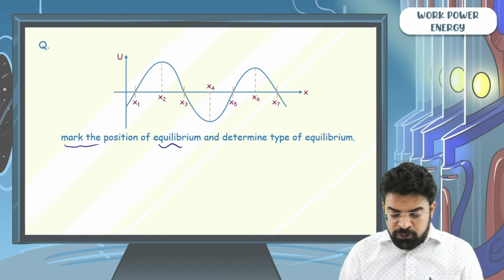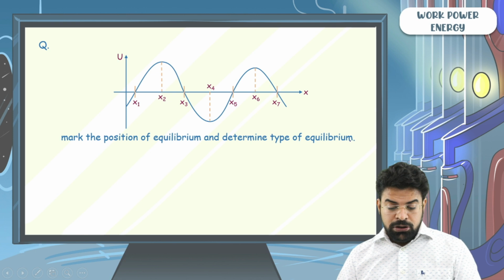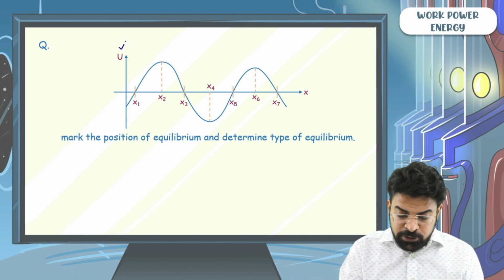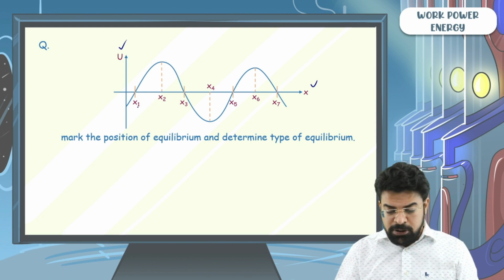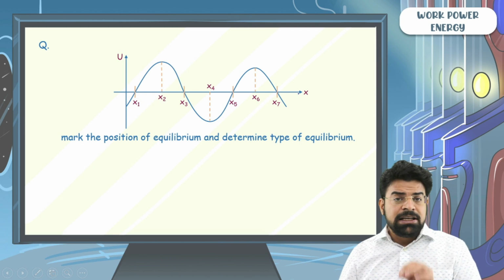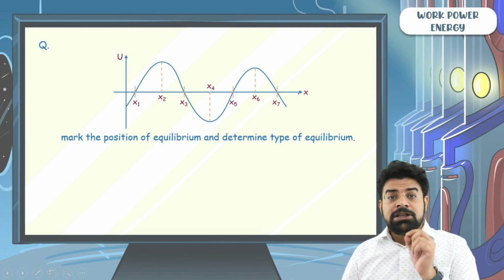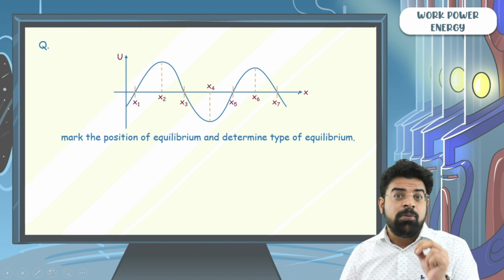Mark the position of equilibrium and determine the type of equilibrium. In this potential energy versus position graph, you have got multiple points: x1, x2, x3, x4, x5, x6, x7. The question is, out of all these points, which points are positions of equilibrium and what is the type of equilibrium?